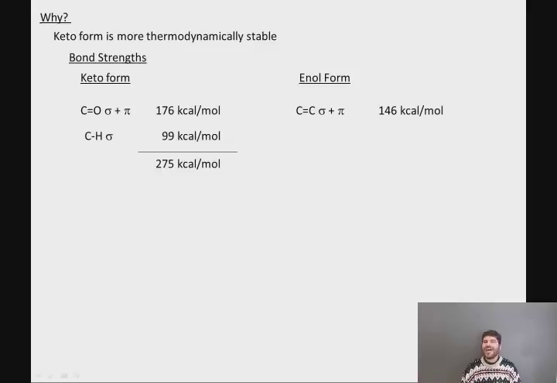And then instead of having a CH bond, we now have an OH bond. That helps us a little bit. That's a slightly stronger bond, 111 kilocalories per mole instead of 99. But when you add those together, you end up with 257. So you have stronger bonds in the keto form than you do in the enol form, and therefore the system overall is energetically favorable.